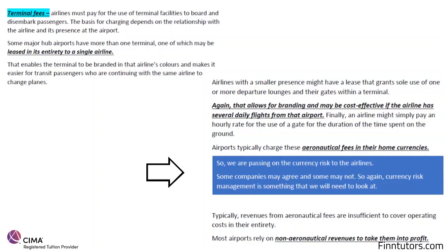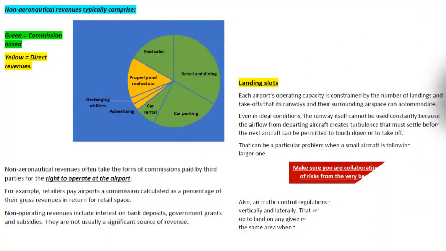Typically, revenues from aeronautical fees are insufficient to cover operating costs in their entirety. Most airports rely on non-aeronautical revenues to take them into profit. So for the airport, out of the complete 100%, a big chunk is aeronautical revenue, but this is not enough to guarantee profit. If the airport wants to make a profit, non-aeronautical revenues are also key. So until now, aeronautical fees were split into three parts: landing fees, passenger fees, and terminal fees.